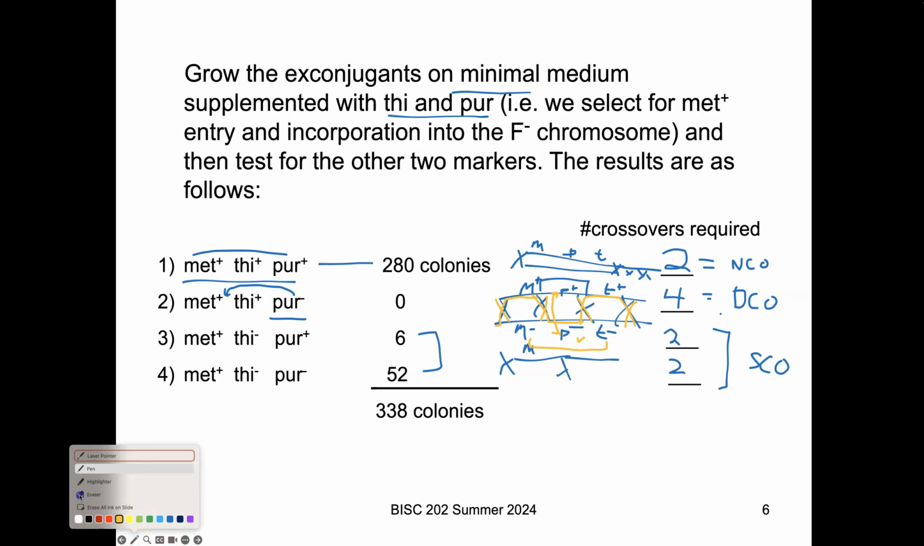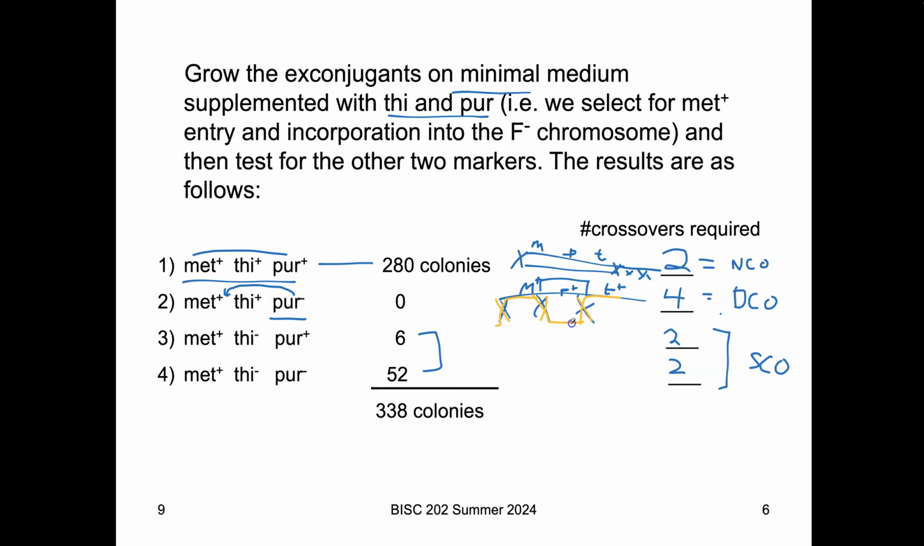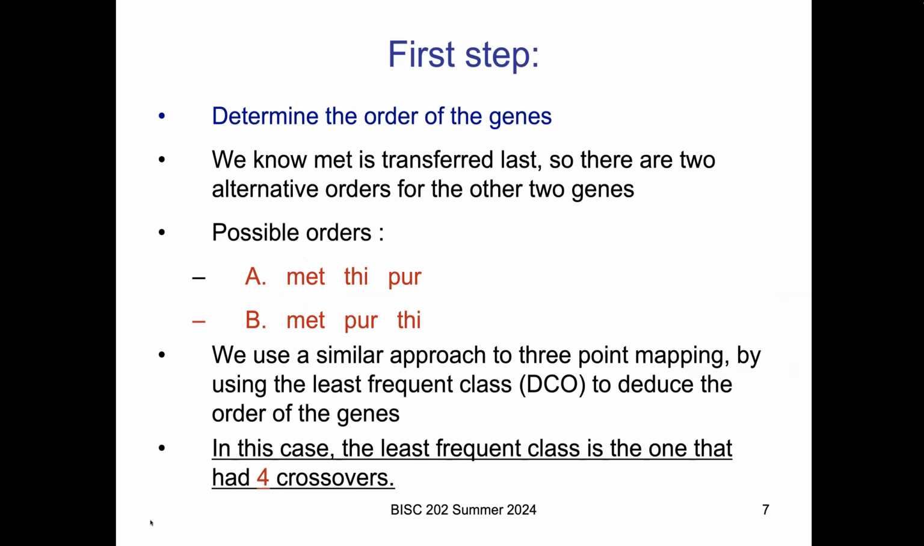So I'm trying to really focus a lot on material you've already learned to try to connect you into it. I think it will help reinforce both 3-point crosses and this kind of mapping. So by thinking of it that way, it should reinforce the understanding of both topics. Okay, so basically we've already determined by what I just did that it seems like purine must be in the middle, because it's the one that's different between the HFR and then the 4 crossover or the double crossover class.